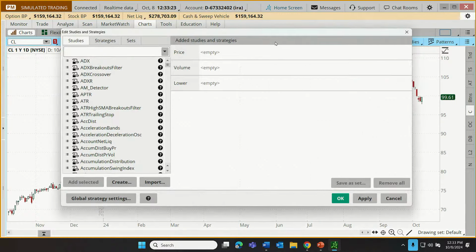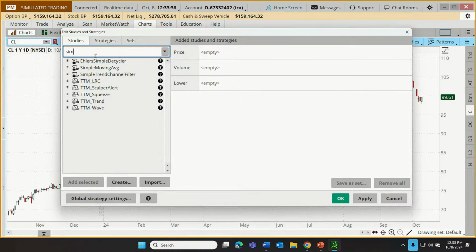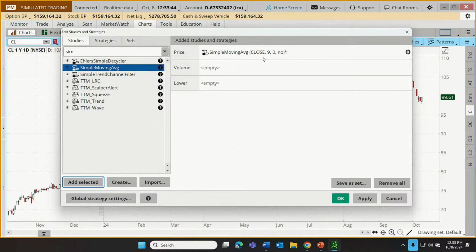Let's go up to our edit studies. This is going to bring up a full list of all the technical indicators that might be added to a chart, and there are hundreds of them. We can go down in alphabetical order, but the one that we're looking for is called a simple moving average. So I'm going to type in SIM. That limits it just to those indicators with the SIM here, simple moving average. Let's add that to our chart.